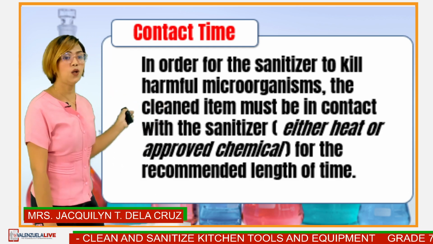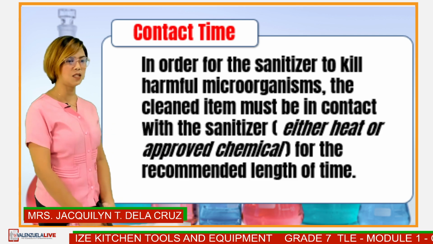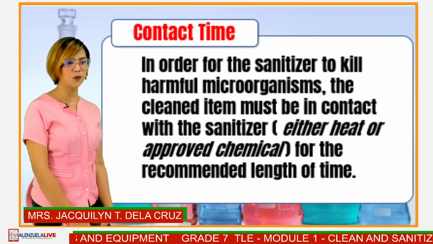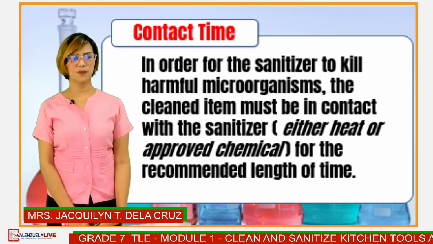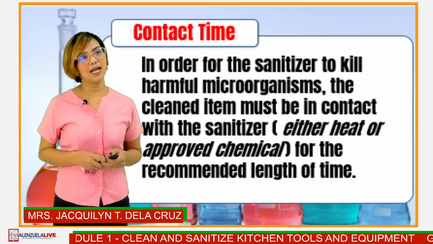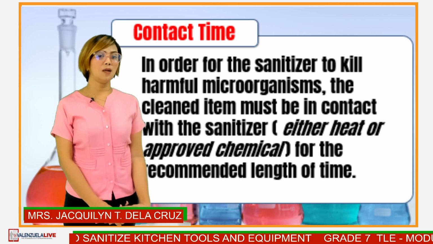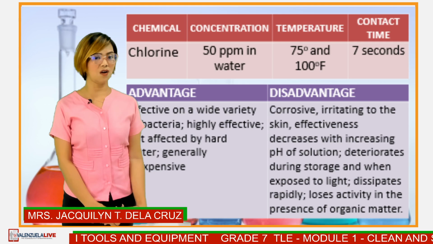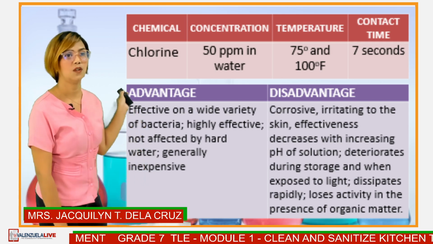Last factor that you need to consider that influence the effectiveness of chemical sanitizers is the contact time. In order for the sanitizer to kill harmful microorganisms, the cleaned item must be in contact with the sanitizer, either hot heat or approved chemical, for the recommended period of time. As a general rule, everything that has had a direct contact with food needs to be cleaned and sanitized. For you to be properly guided about the factors that influence the effectivity of the chemicals, as well as to know more about their advantages and disadvantages, kindly look at the table.